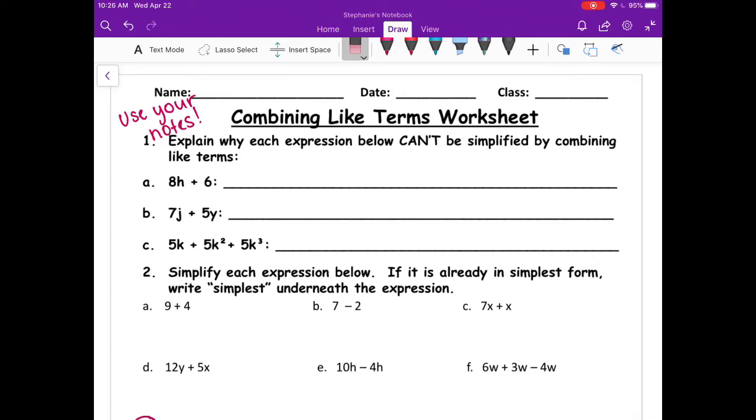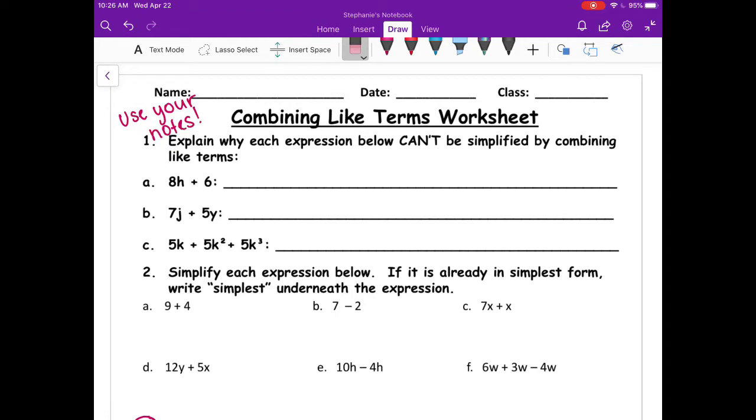Hello and welcome to Practice Worksheet 5. Today we're going to be talking about combining like terms. You're going to want to have your notes out beside this worksheet to help you as a reference. You should have taken them while watching Mr. Pruner's video about them.